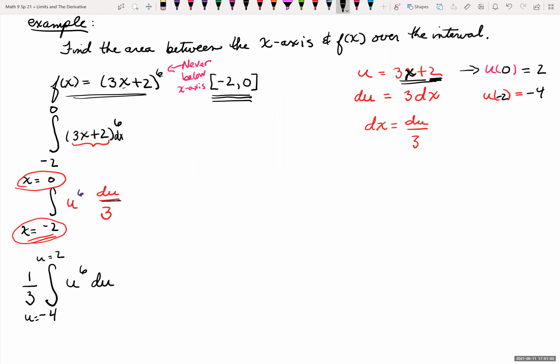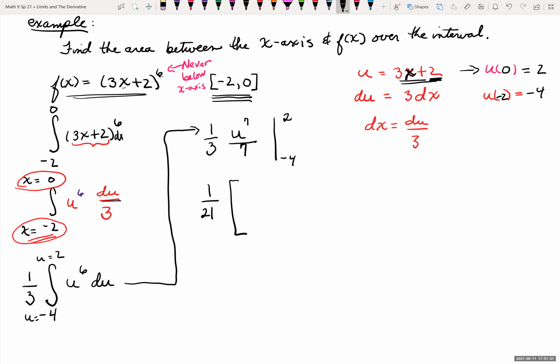And so now we're in the formula where we can take the antiderivative. We don't have to go back and replace our bounds. So you have this 1/3. Add 1 to our exponent, which is 7, and divide by our new exponent, which is 7. We're evaluating this from -4 to 2. We don't have to worry about our coefficients. 1/3 times 1/7, let's pull 1 over 21 out front. And then let's plug in our bounds.